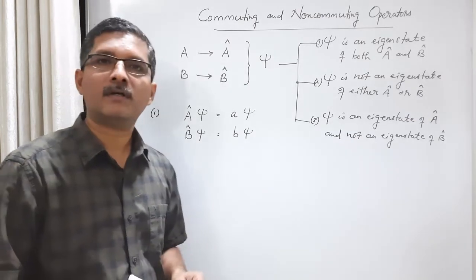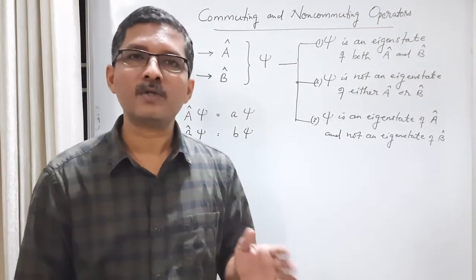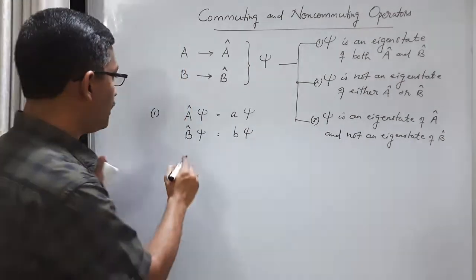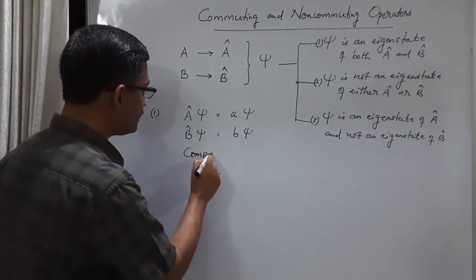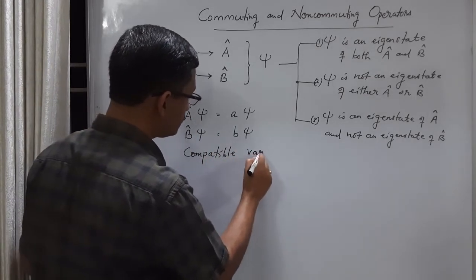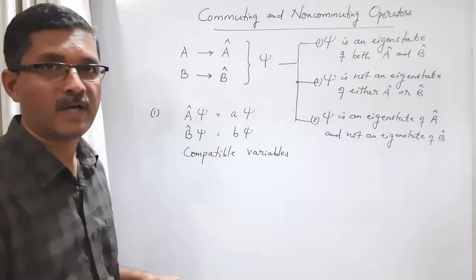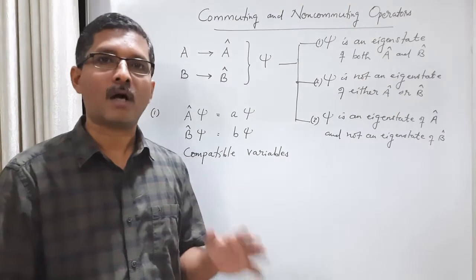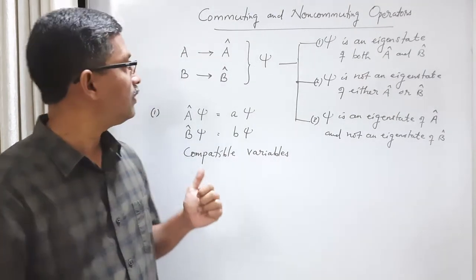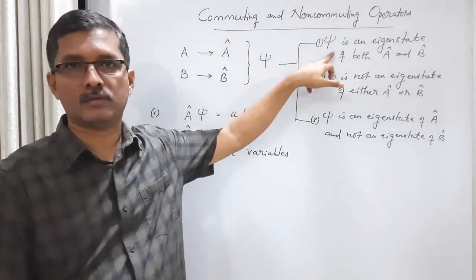Now such quantities, whose values are sharp in the same state, they are called compatible quantities or compatible variables. We say that A and B are compatible variables. Why? Because both of them are sharp in the same state. And now we know that this is possible only if both are sharp, only if the state psi is an eigenstate of both A and B.